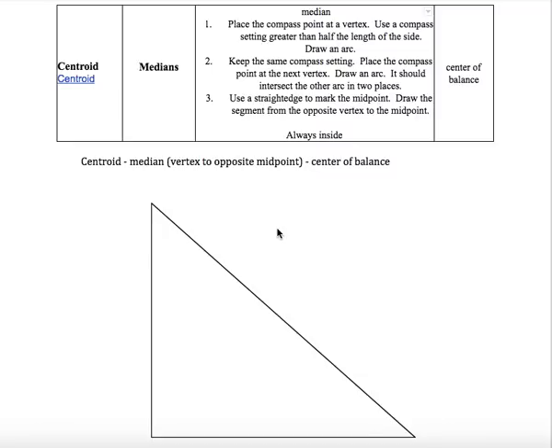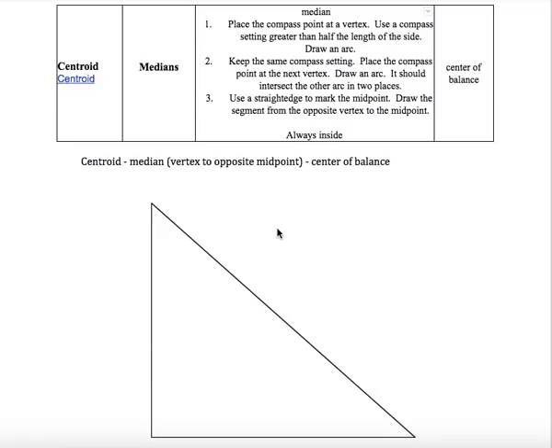In this video, you will learn how to construct the centroid of a triangle. So the centroid is made up of the intersection of the medians of a triangle. So a median of a triangle connects a vertex to the opposite midpoint. So we got two things we have to find here.